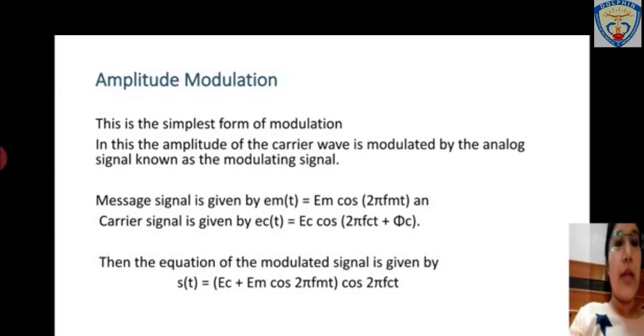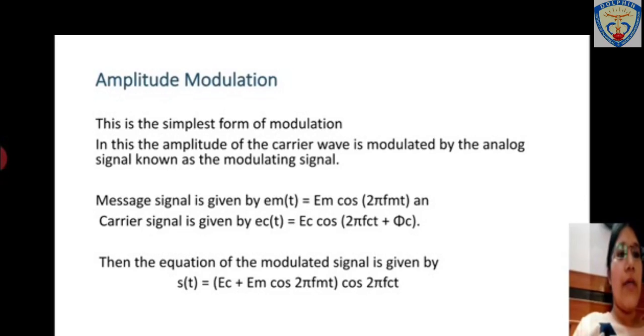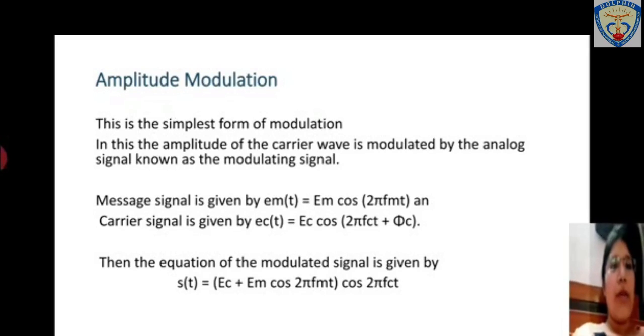So if we have the message signal Em(t) = Em cos 2π fm t, where fm is the message signal frequency, and fc is the carrier signal frequency. Next, to get the resultant expression, we simply add the message signal to the carrier amplitude Ec. So we get the total expression s(t) = (Ec + Em(t)) cos 2π fc t. So we are just adding the message signal to the amplitude of the carrier signal.